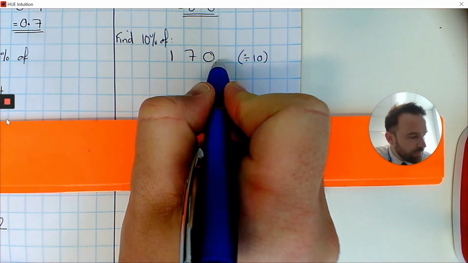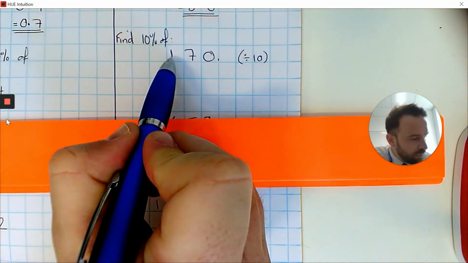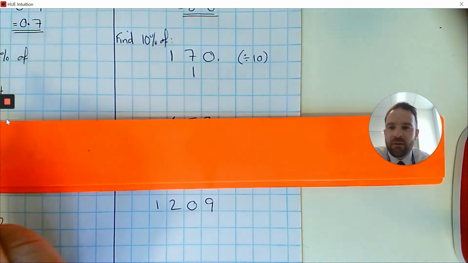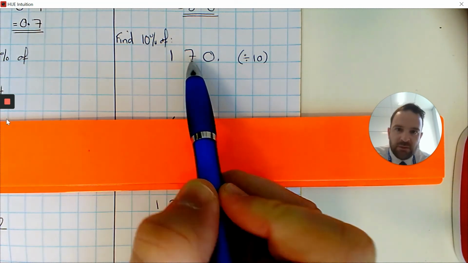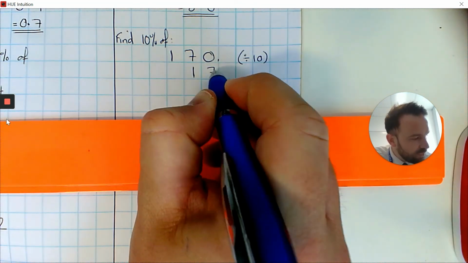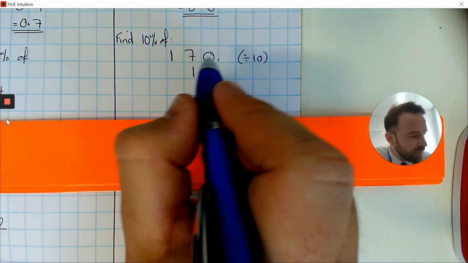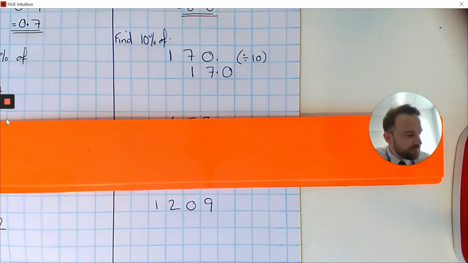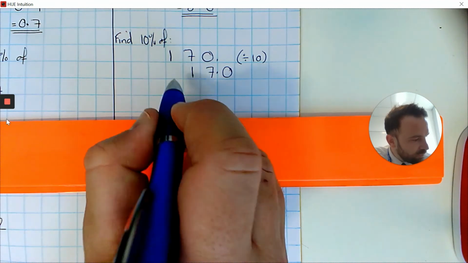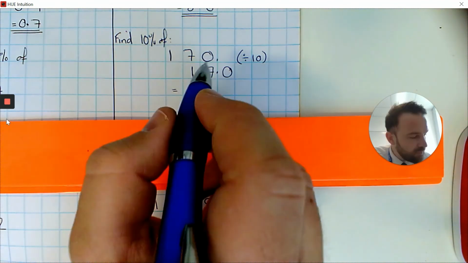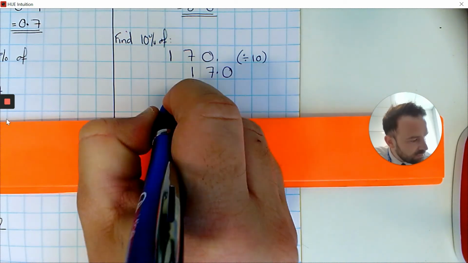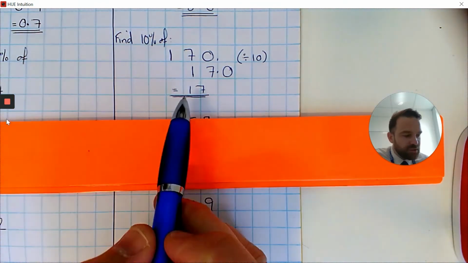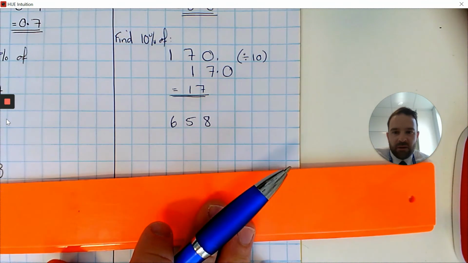If I put my decimal point in there, my 100 decreases by a factor of 10 to 10. My 7 tens decrease down to 7 units. My decimal point stays in the same place, and my 0 moves from 0 units to 0 tenths. So my answer to find 10% of 170 is 17. Don't forget, it's an amount, it's not a percentage, so I don't need that percentage sign. It's just 17. My next answer, 658.